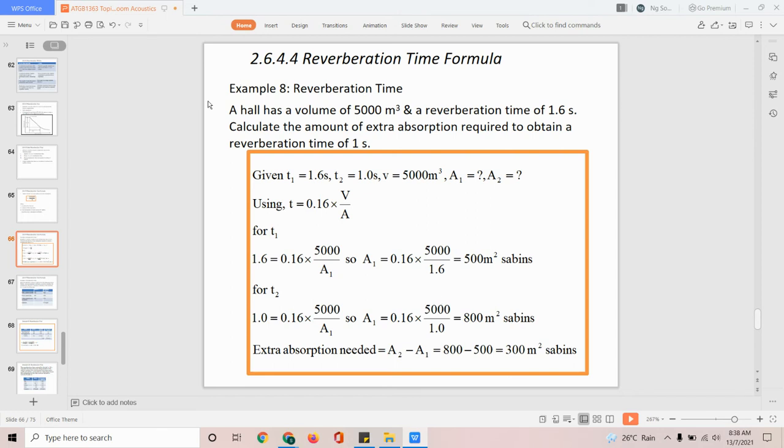So for this hall with 5,000 meter cube, when it has a reverberation time of 1.6 seconds, it actually has 500 meter square sabine. And when you reduce the reverberation time to 1 second, then the absorbent present in this hall is actually 800 meter square sabine. So when it comes to calculating the amount of extra absorbent, you just need to minus the 800 with the 500, and you get the answer, which is 300 meter square sabine. So this is a very simple example on how, manipulating the reverberation time from 1 second to 1.6 second, you actually need an additional 300 meter square sabine.